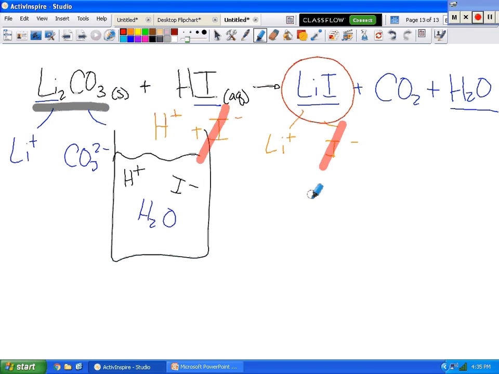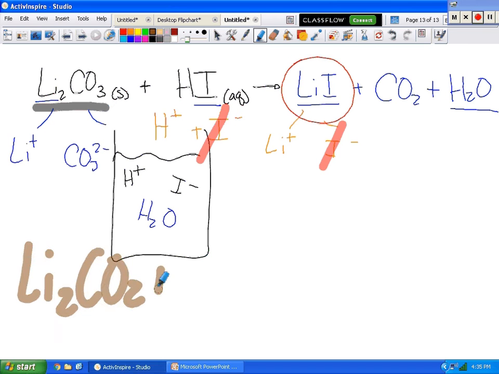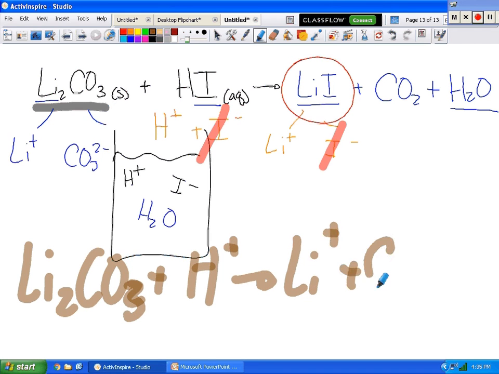So we have lithium carbonate plus H plus yields Li plus CO2 plus H2O. That's a great question. I'm so glad you asked this question. But that is a tough net ionic for students to understand because they don't see chemically what's happening in that beaker. Does this make sense, though? I feel like some of you weren't listening to that at all.